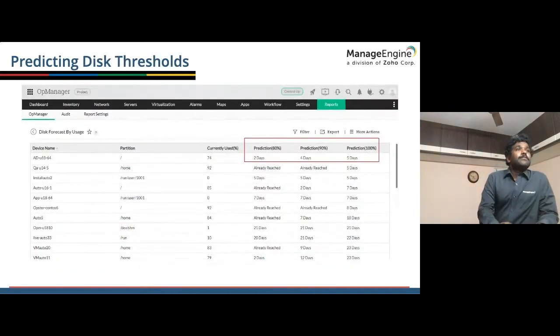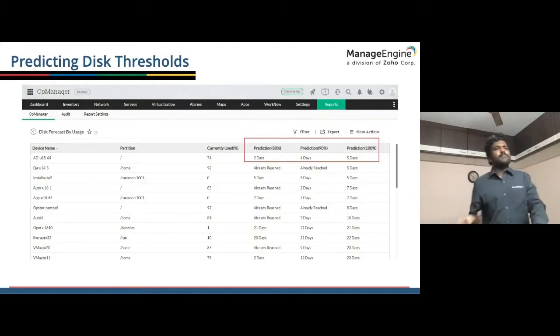Right, and here we are looking at OpManager, which is an operations manager on-premise tool. You see that the prediction rules have been set up. This is again for the same disk forecast. We have been looking at the disk forecast over time, and we see when the disk would reach 80%, when it would reach 90%, when it would reach 100%.